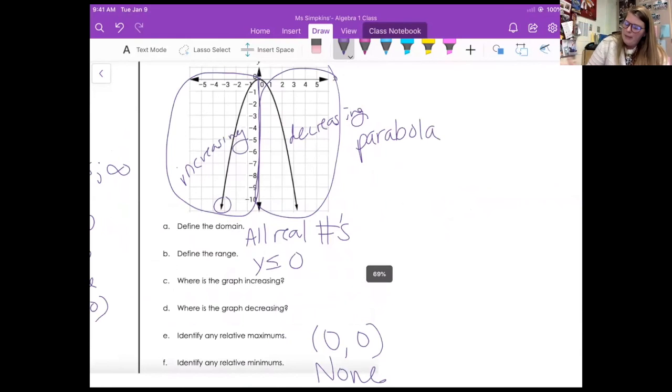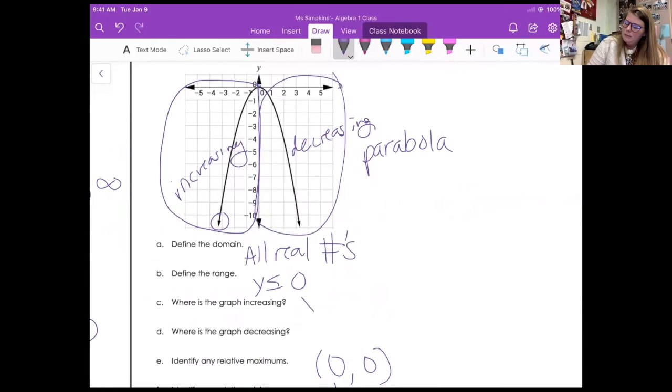So if we're to write that, remember we're using x. Where does it change direction? At 0, good. It is increasing on the left. What kind of numbers are on the left? Smaller numbers, so we want to use a less than. It's decreasing on the right, and that's where the bigger numbers are, so we want to use a greater than for decreasing.